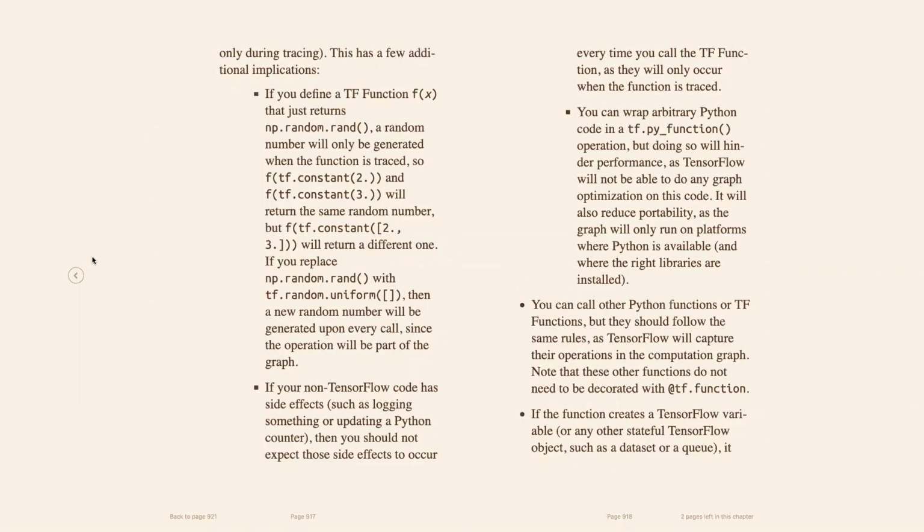This has a few additional implications. If you define a TF function f(x) that just returns np.random.rand, a random number will only be generated when the function is traced. So f(tf.constant(2.)) and f(tf.constant(3.)) will return the same random number, but f(tf.constant([2., 3.])) will return a different one. If you replace np.random.rand with tf.random.uniform, then a new random number will be generated upon every call, since the operation will be part of the graph.